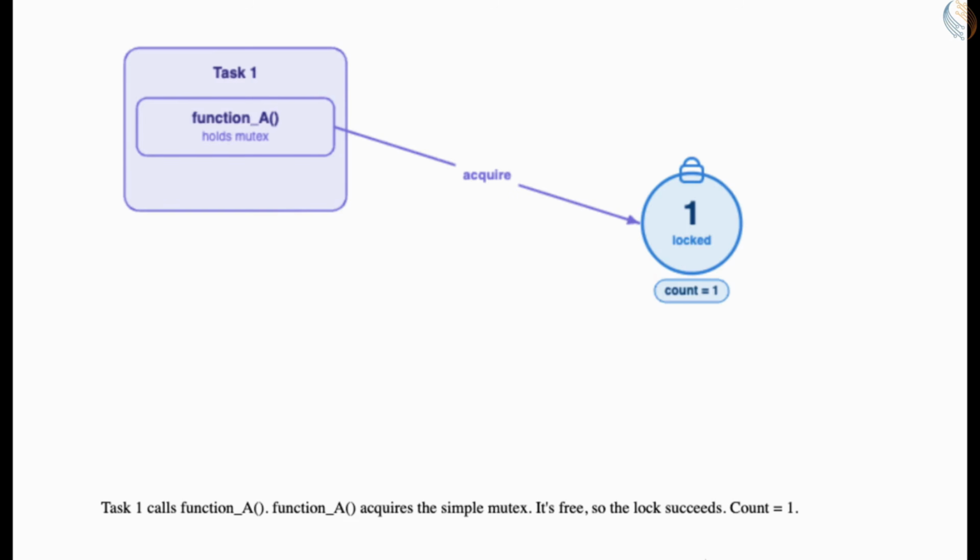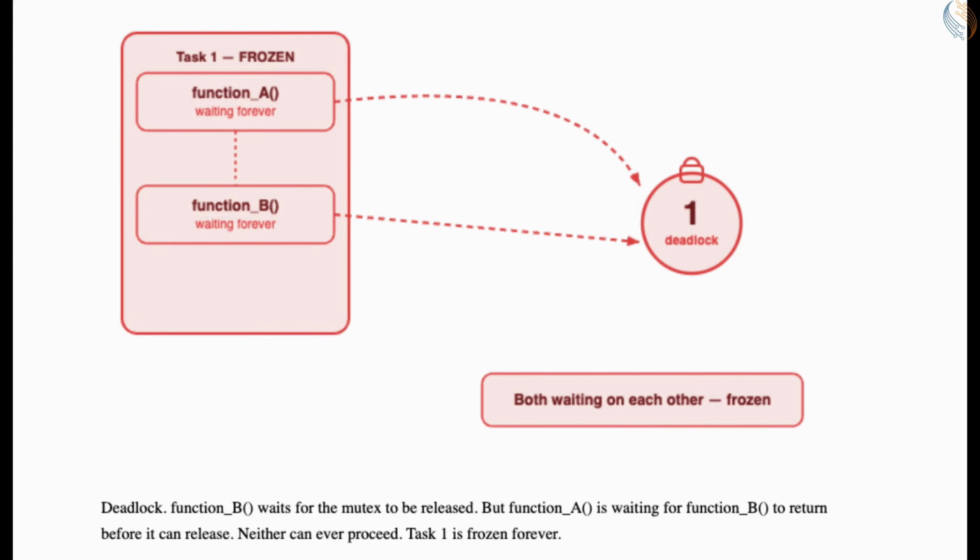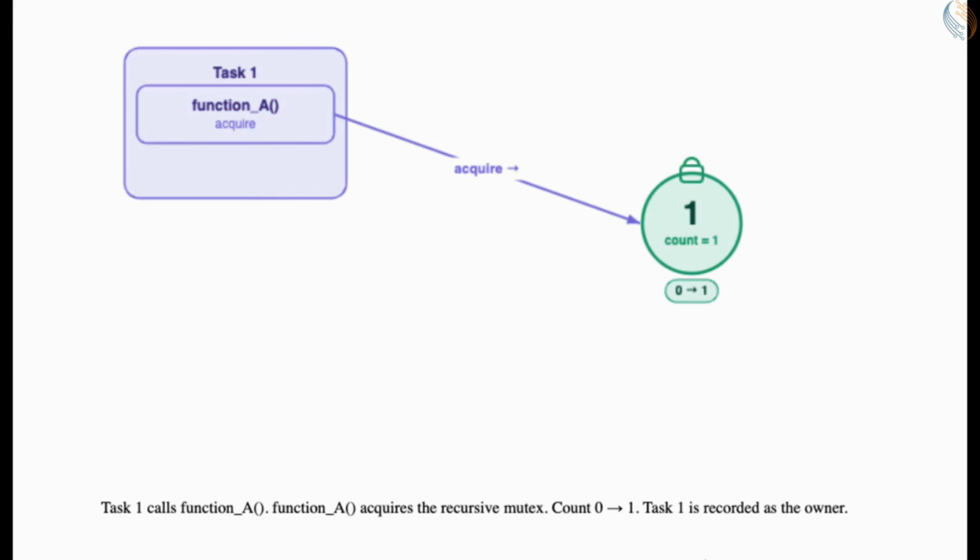Imagine a situation where a task acquires a mutex, and then somewhere deeper in its execution, it tries to acquire the same mutex again. With a simple mutex, this will cause a deadlock. The task is waiting for the mutex to be released, but the same task is the one holding it, so it will wait forever and never make progress. This is where the recursive mutex comes in. A recursive mutex can be acquired multiple times by the same task without causing a deadlock.